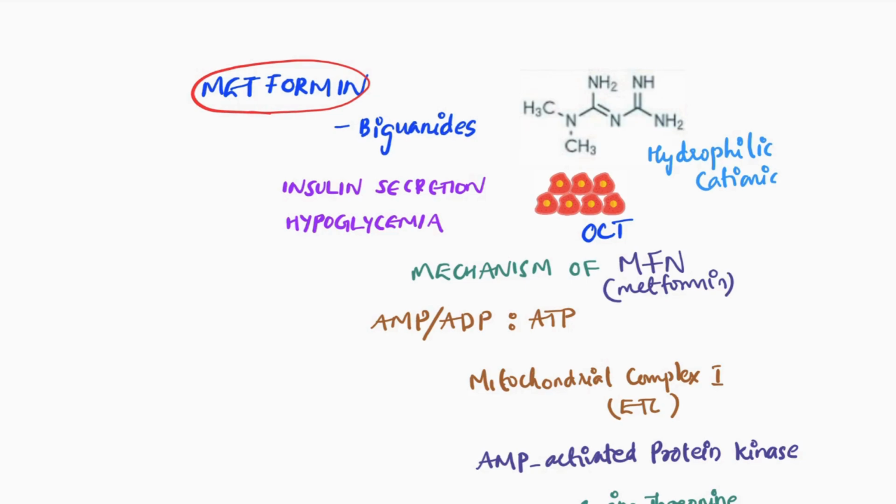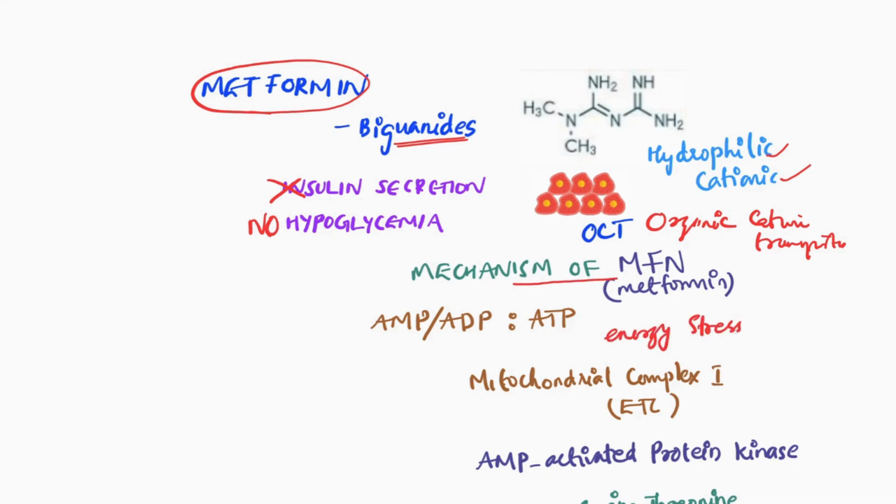So, metformin is a drug which comes under biguanides, and it is basically hydrophilic in nature and cationic. And so, it requires a transporter protein to get into the cell, which is OCT. In the liver, it uses the OCT1 protein. One noticeable peculiarity of metformin is that it does not increase insulin secretion. So it is a safe drug as it does not cause hypoglycemia. And we will see the mechanism of action of metformin.